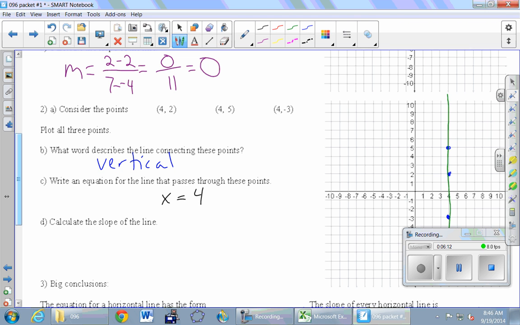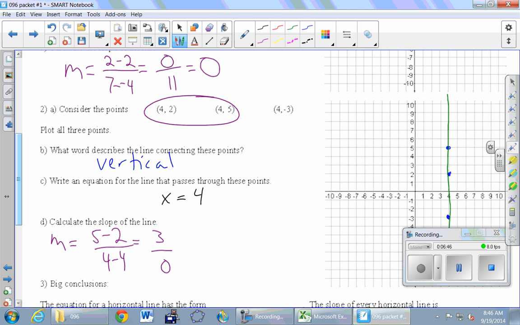All right, let's go ahead and calculate the slope here. Again, I'll use the first 2 points. We know slope is change in y over change in x. So upstairs, we're going to put either 5 minus 2 or 2 minus 5. Downstairs, 4 minus 4. So on top, we get 3. On the bottom, we get 0.